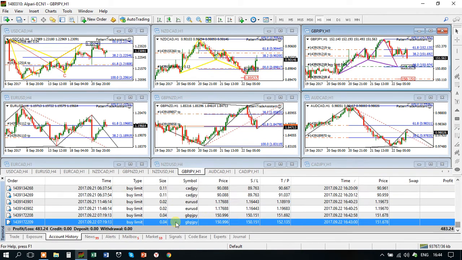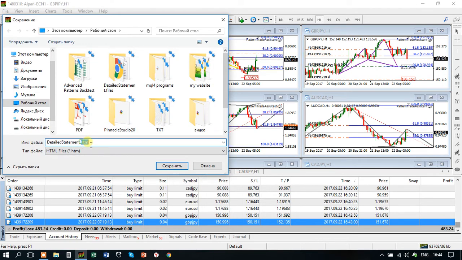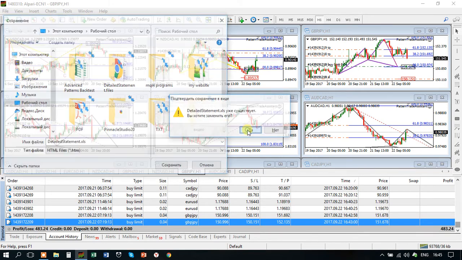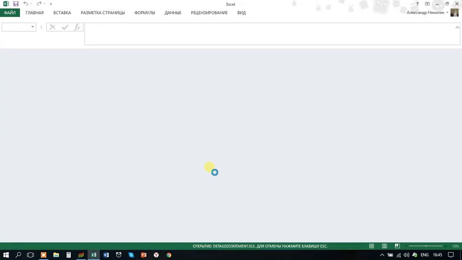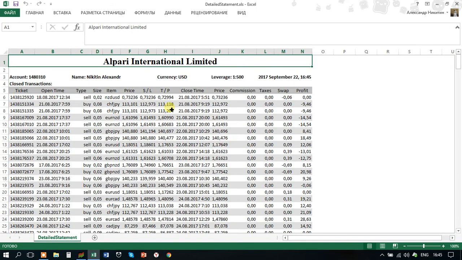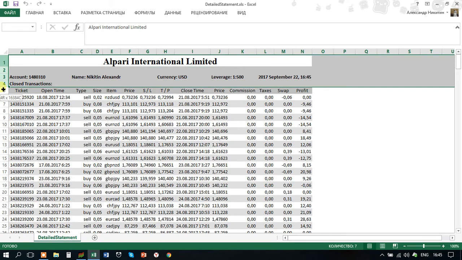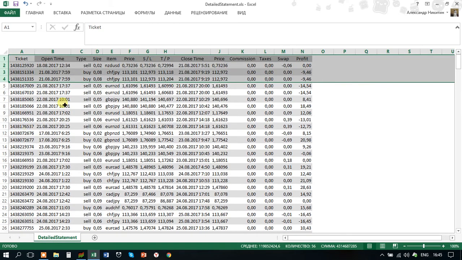Okay, what about the statistics that I have right now? I will save it as a detailed statement XLS. This is the standard history MetaTrader report, but I will open it in Excel. Why do I need to open it in Excel? I will explain in a second. I've been explaining it for the whole week as well, but I will explain it once again.